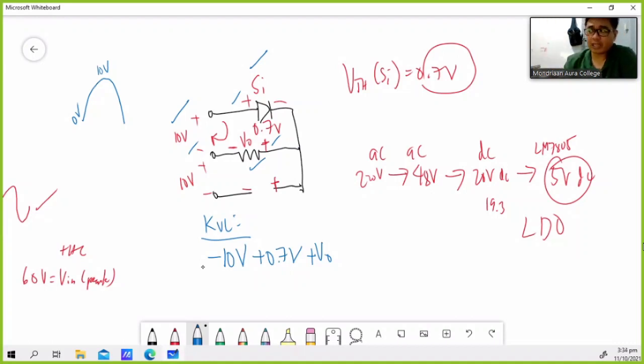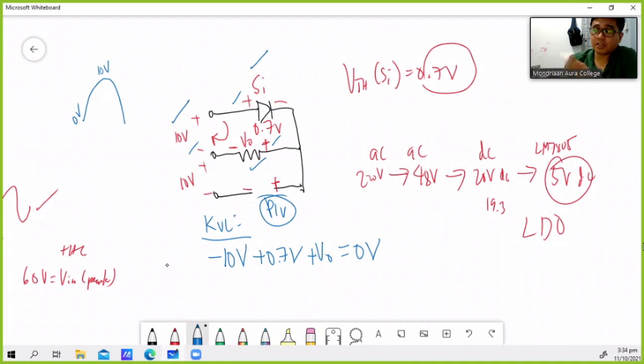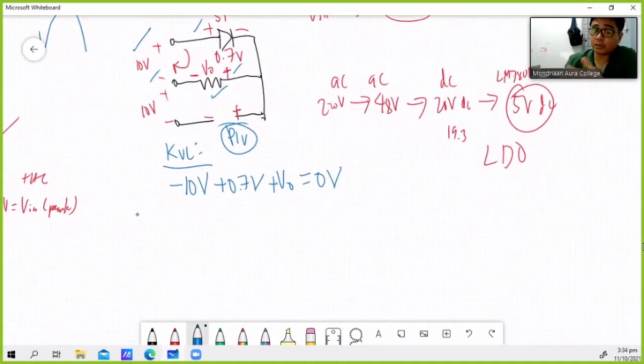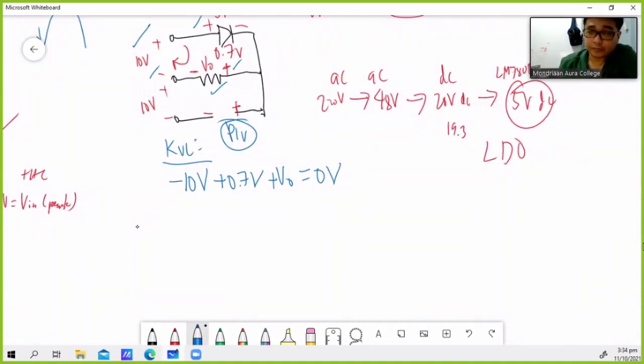Sa baba, wala tayong problema, kasi hindi naman naka-forward bias. Ang problemahin natin dyan, yung PID. So later on, i-discuss ko yung PID. So equal natin siya sa 0. So that is how KVL works, diba? Summation of all the voltages inside a closed loop is equal to 0.